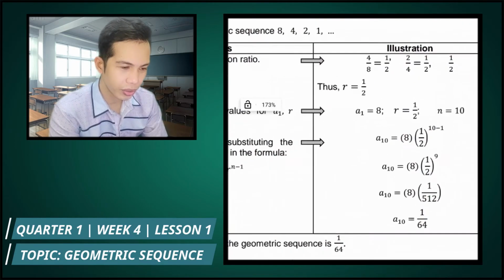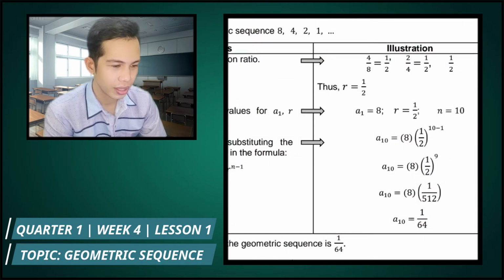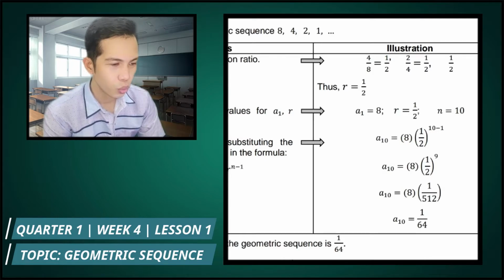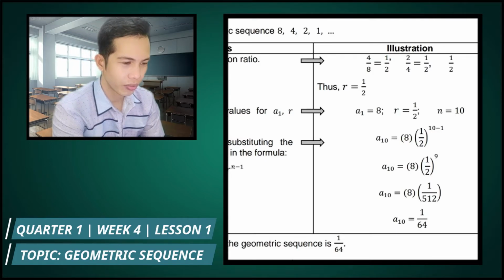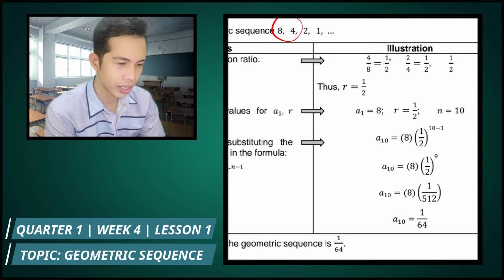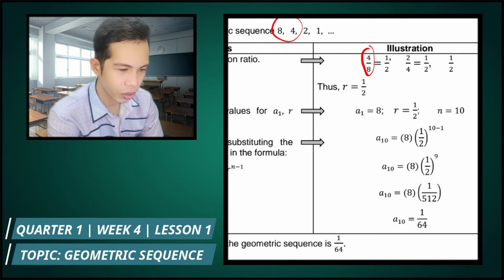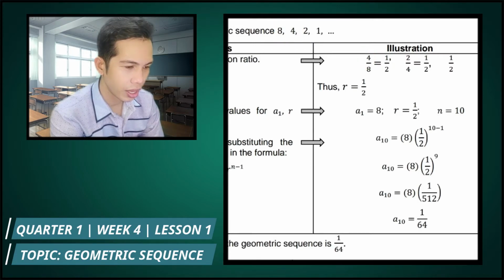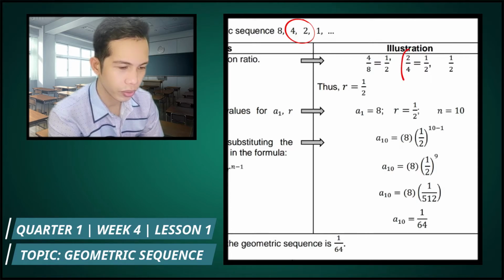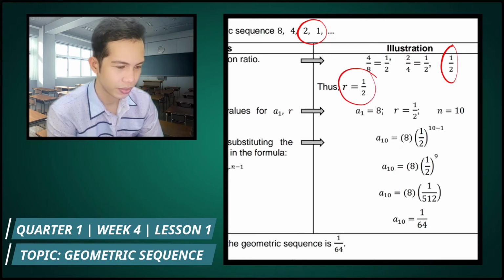So to determine the common ratio, we simply divide two consecutive terms. For example, we have 8 and 4. We are going to divide 4 by 8, so that is equivalent to 1 over 2. If you take 4 and 2, you are going to divide 2 by 4, that is 1 over 2. And if you also take 2 and 1, you will have 1 over 2. Thus, our common ratio is equivalent to 1 over 2.